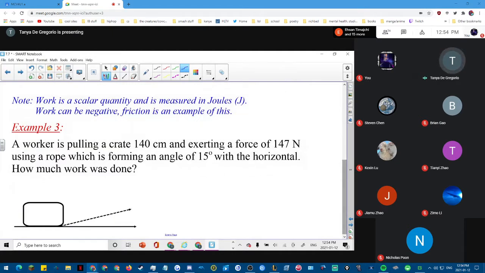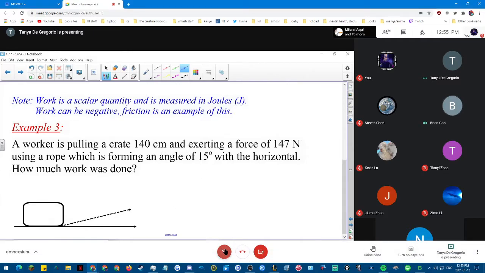So example 3. A worker is pulling a crate 140 centimeters and exerting a force of 147 newtons using a rope which is forming an angle of 15 degrees with the horizontal. How much work was done? Okay, so I have my rope. And so how can I label this? What does this dashed vector represent? The force. It's the force. Excellent. It's your force.